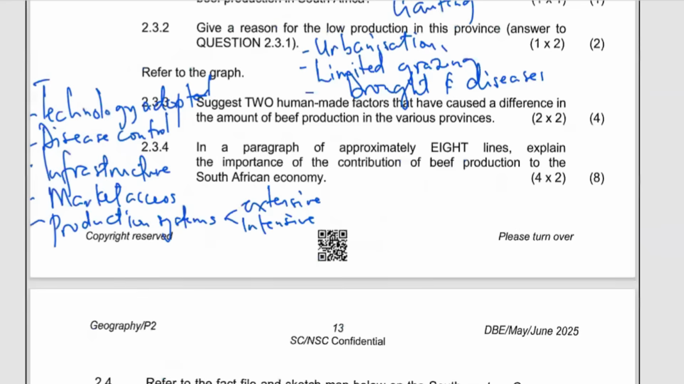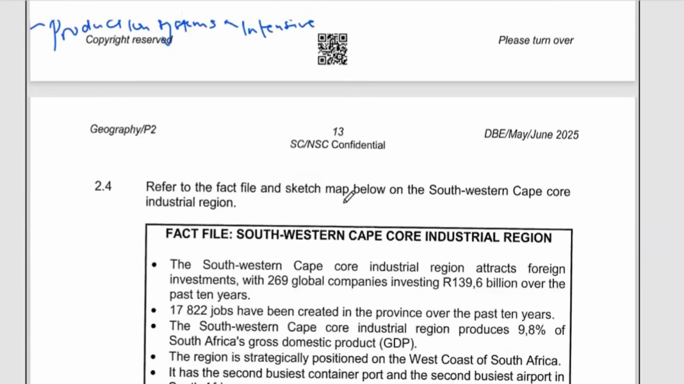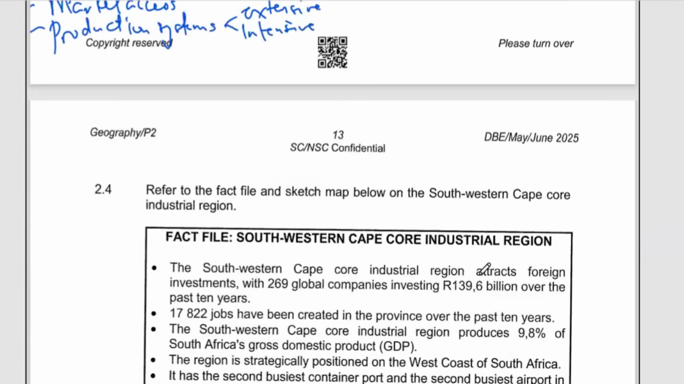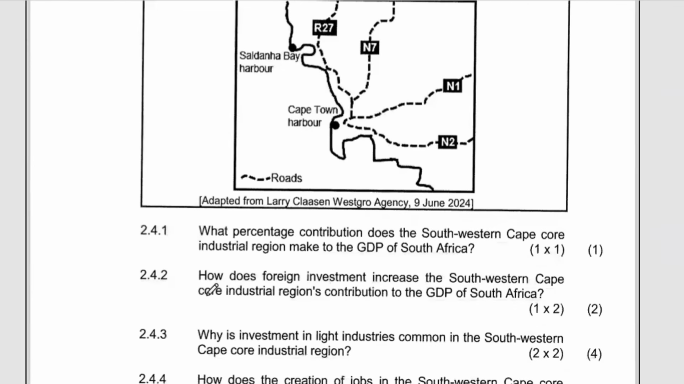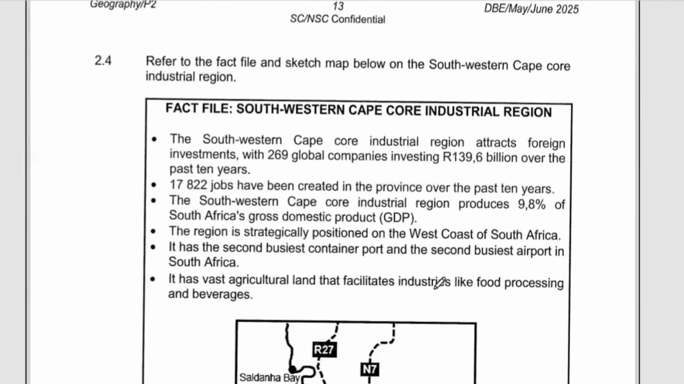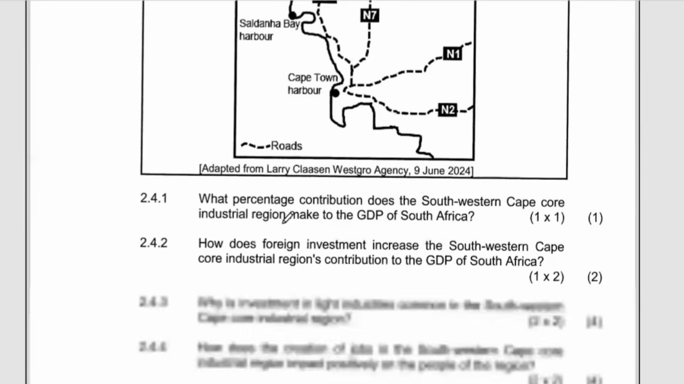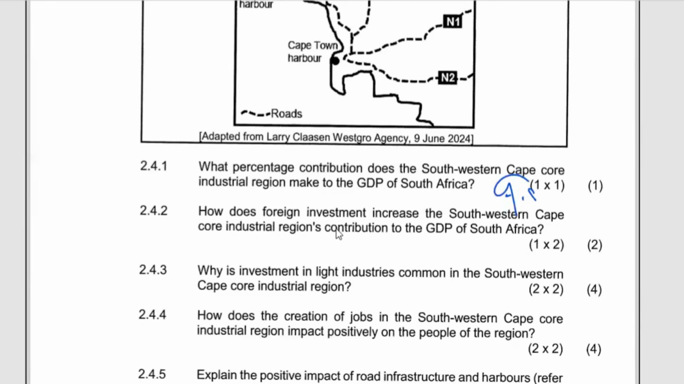Our next question is question number 2.4, based on the Southwestern Cape Core Industrial Region. Right, what percentage contribution does the Southwestern Cape Core Industrial Region make to the GDP of South Africa? This is extraction. To the GDP, it produces 9.8% of the GDP. So our response is 9.8%.